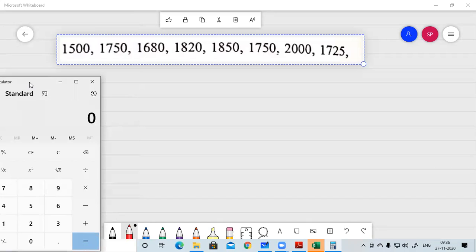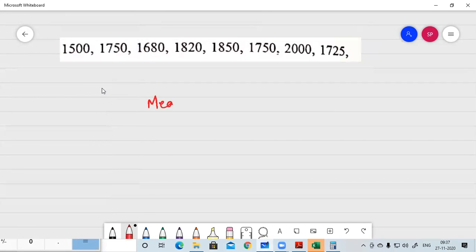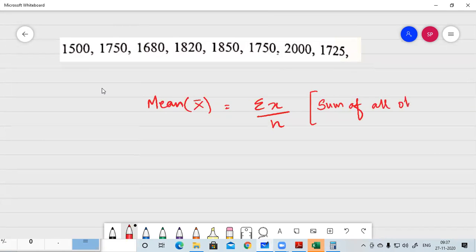Now, how to find mean? The simple mean, as we discussed last time, which is also denoted by x bar, is sigma x upon n. What does this mean? Sum of all observations upon the number of all observations. So sum of all observations divided by number of observations.